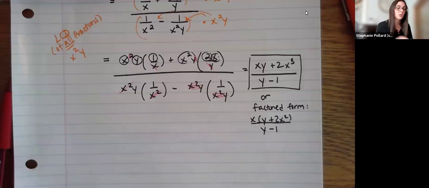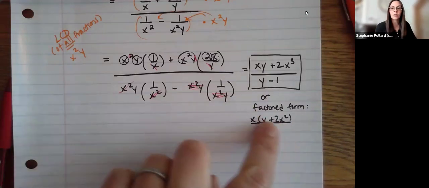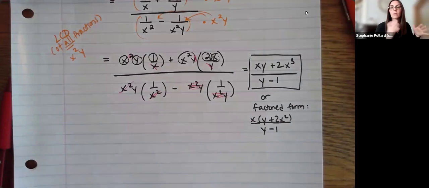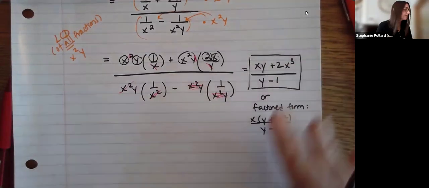A lot of times for rationals, we do leave the factored form. So you just want to read through the instructions and see how they want your final answer. But there's nothing more that we can do here to clean this up or to factor and cancel things out. So this would be our final result in this case.